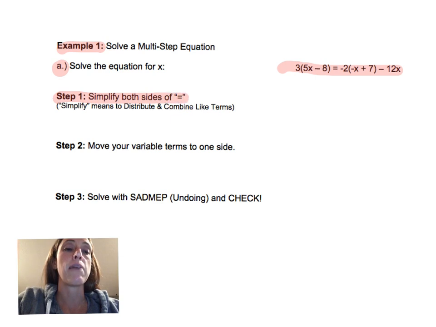You're going to simplify both sides of the equal sign. And when we say simplify in math class, that means to distribute and combine like terms. So you'll jot down those things. And yeah, so let's do it.